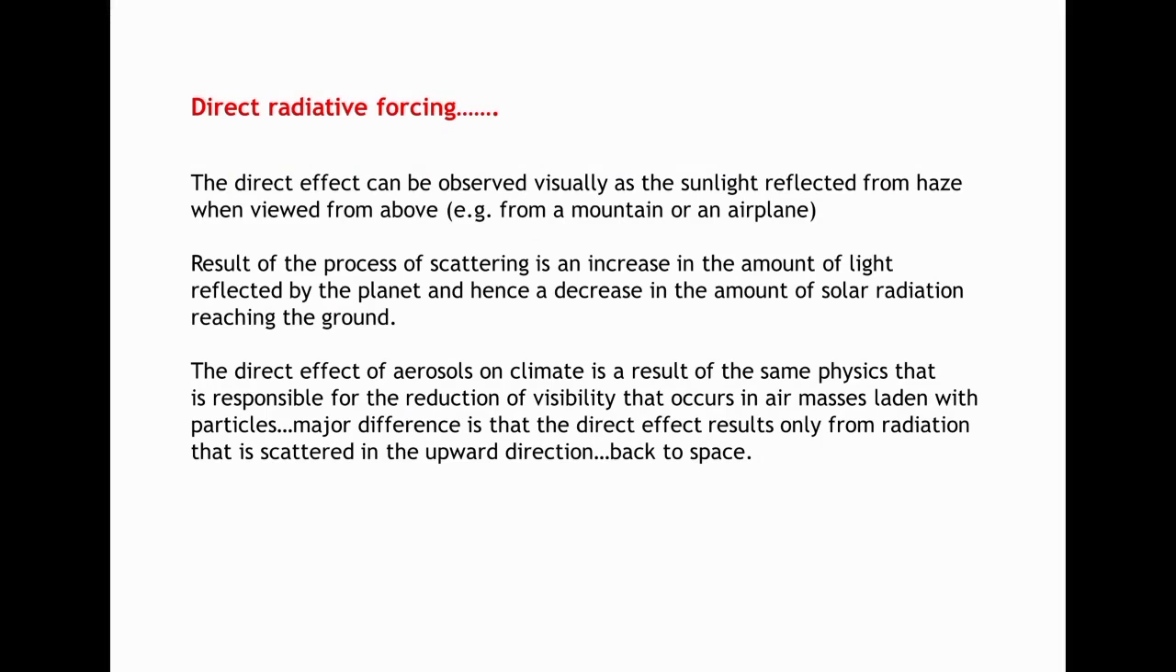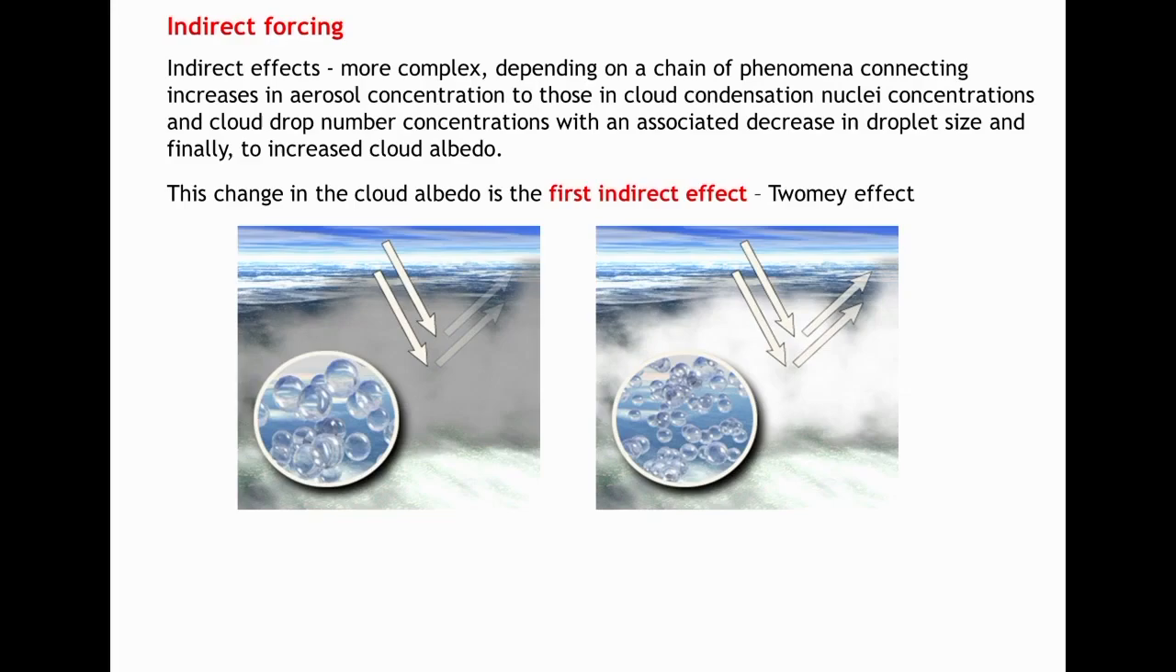Okay. Don't really need to know anything there, other than that the direct radiative forcing is caused by the same thing that's responsible for the degradation of visibility. So visibility reduction is another metric that could be used to indicate the amount of direct radiative forcing.